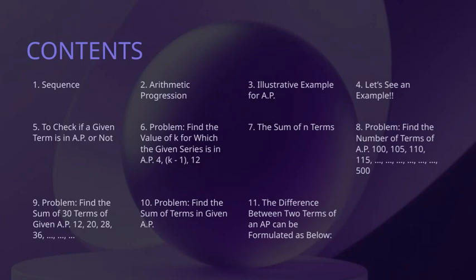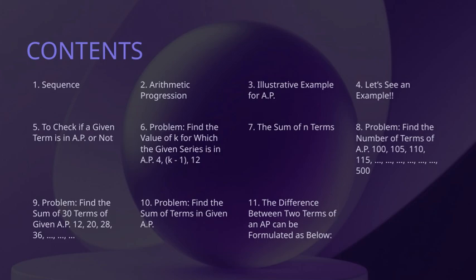Now, let's look at the problem on this slide. We need to find the number of terms in this arithmetic progression: 100, 105, 110, 115, and so on, up to 500. To do that, we first recall the basic concept of an arithmetic progression, or AP, which is a sequence where each term increases by a common difference. Here, the difference is 5.